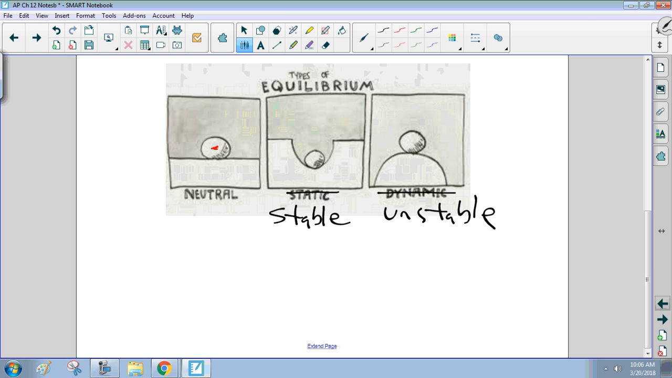Right. Okay, so questions with that? All right, let's not get too bogged down with that. That might be one multiple choice question. So there you go. Neutral, stable, unstable.